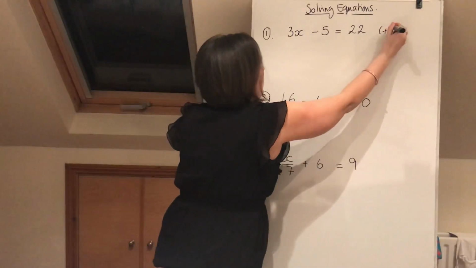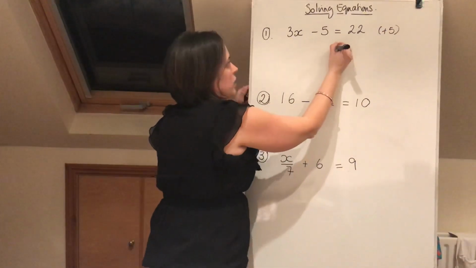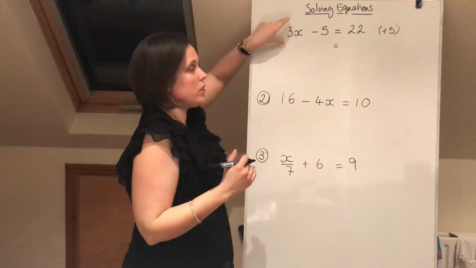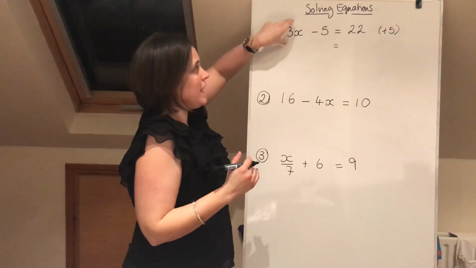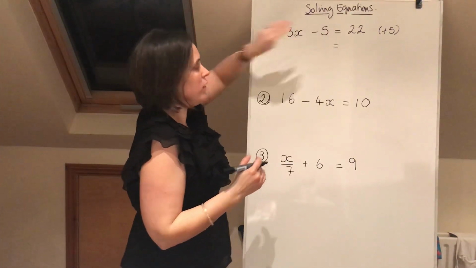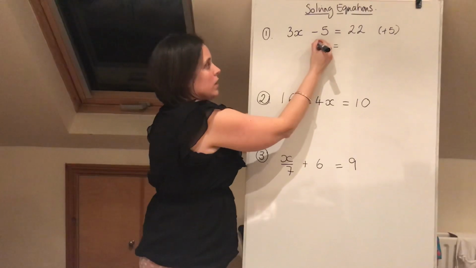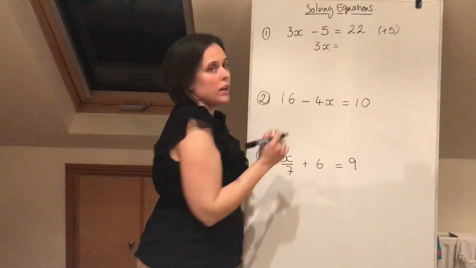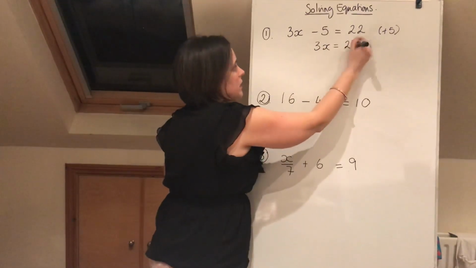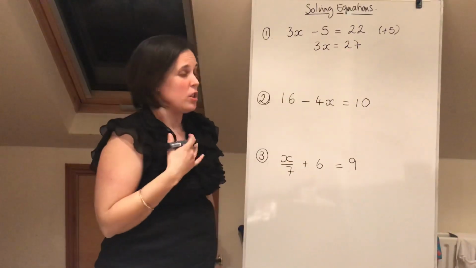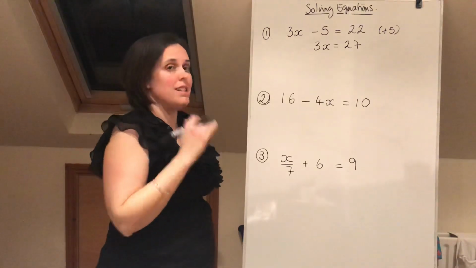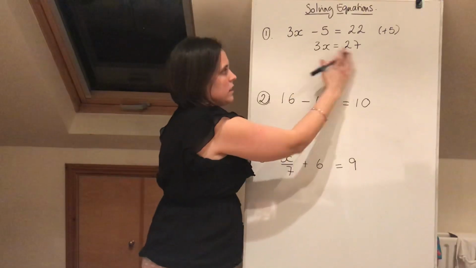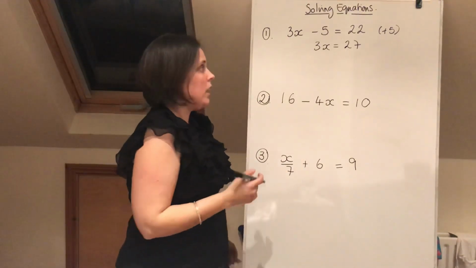equation. Okay, and if we do that, it's like a set of scales, you're balancing both sides of the equation. So on this side, because we've got negative 5, if we add 5 we are left with nothing, so we've just got the 3x. And on this side, if we add 5 to 22, we get 27. The beauty with equations is you can do whatever you like as long as you do the same to both sides of the equation.